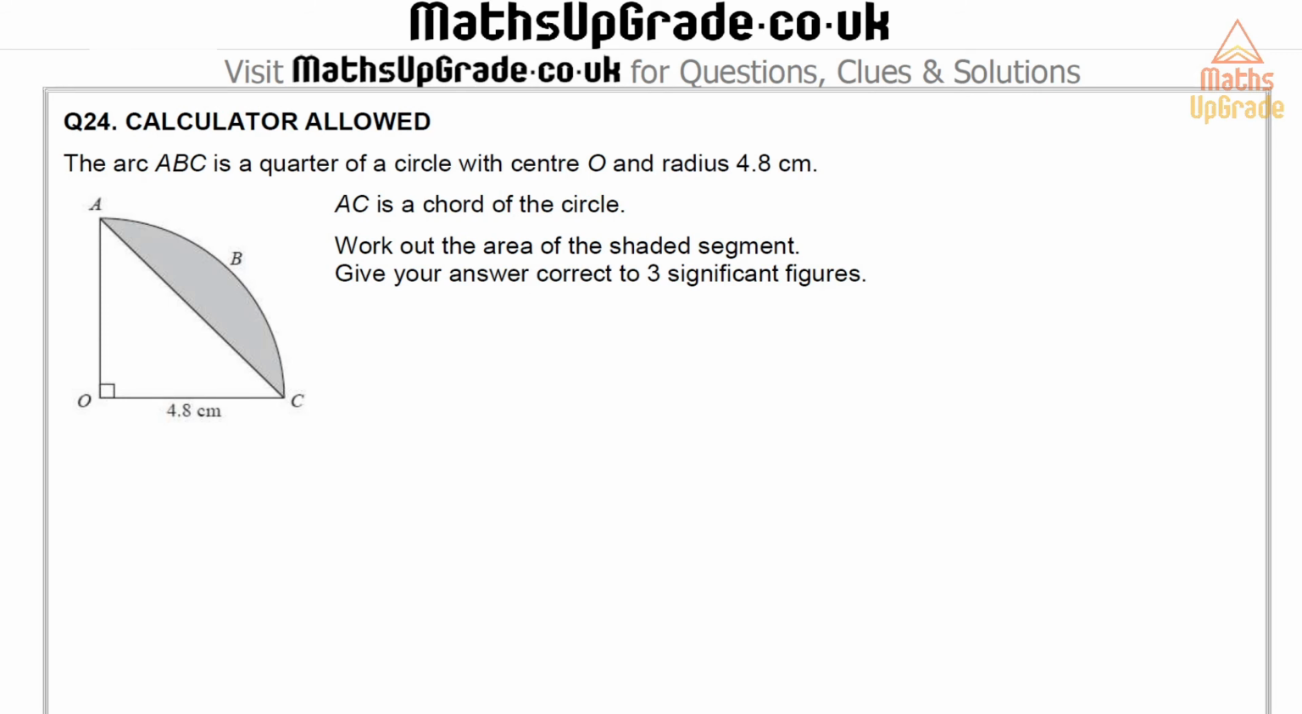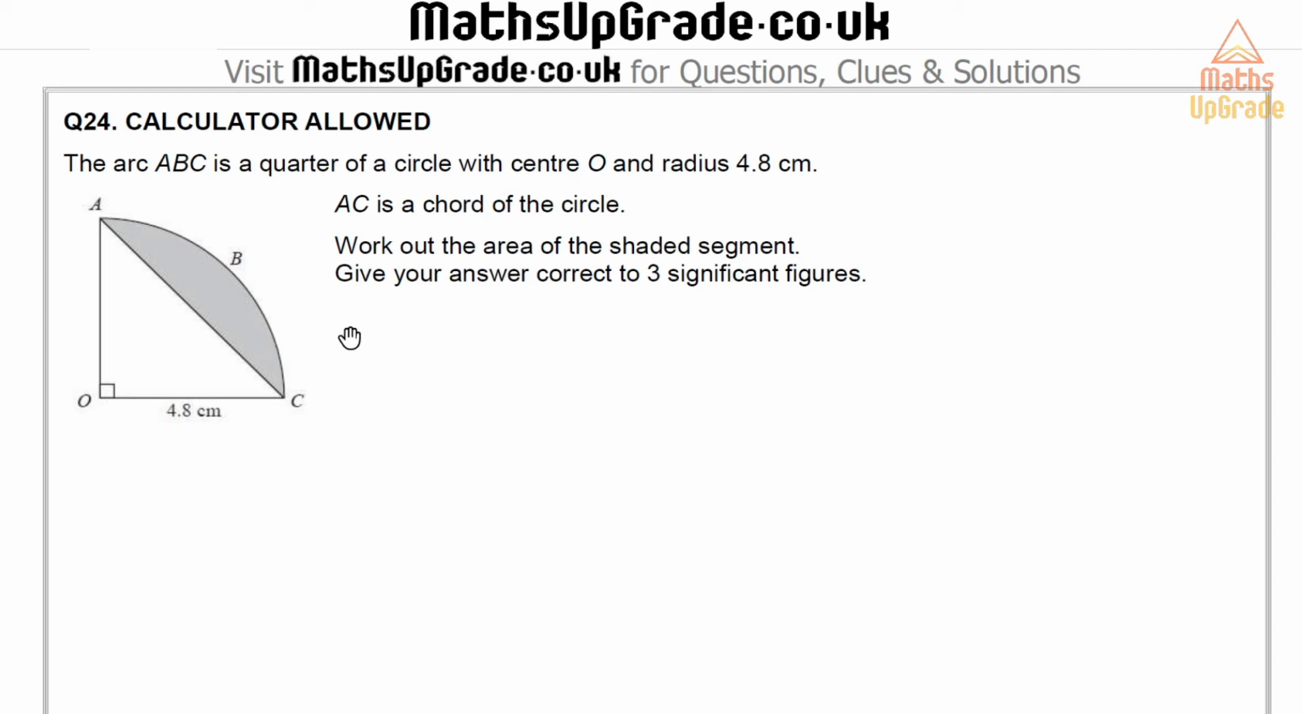Okay, question 24. I'm given an arc ABC, so that's this curved part here, and that's a quarter of a circle with a center O and a radius of 4.8. So it's like a quarter circle. But AC is a chord of the circle. Work out the area of the shaded segment. So just this shaded part here, giving an answer correct to 3 significant figures. And this question is worth 3 marks.